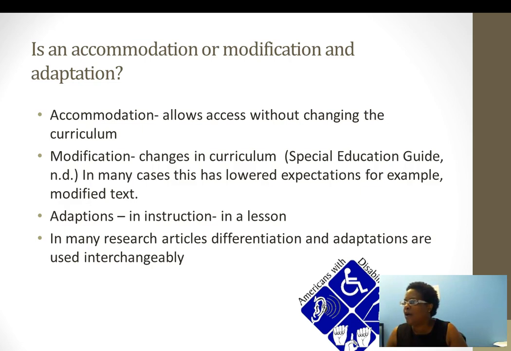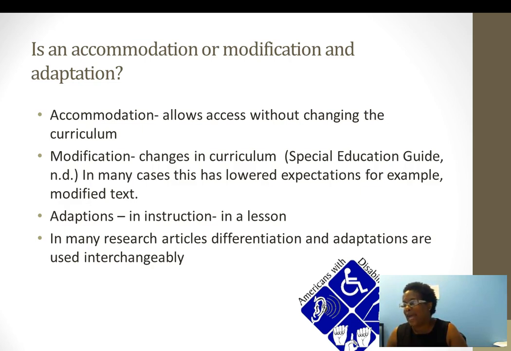But again, accommodations allow access without changing the curriculum. There's pieces of that overlap, I think, with adaptations or adaptions. Really, that word is adaptions. And in many research articles, differentiation and adaptations are used interchangeably, as well as adaptions.